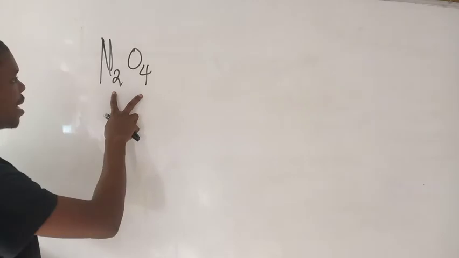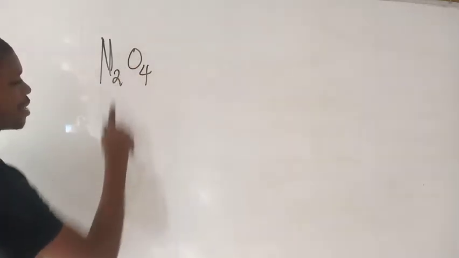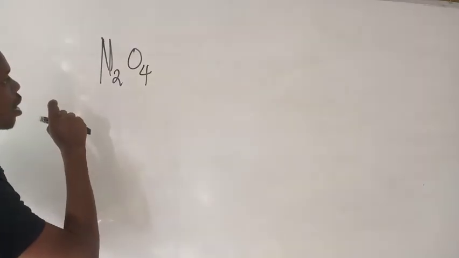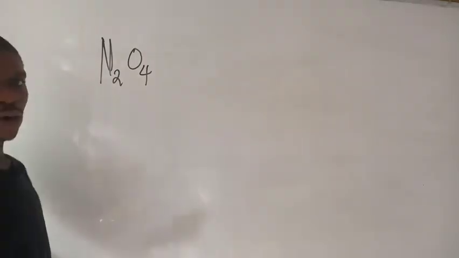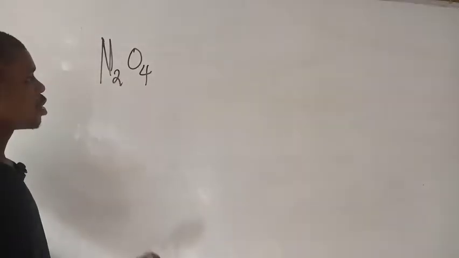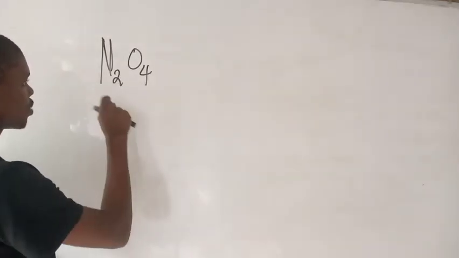So how do you draw the Lewis structure of N2O4, dinitrogen tetraoxide? That is the name. It is a covalent compound. Now what is a covalent compound? A covalent compound is a compound between two non-metals. So whenever you see two non-metals in a compound, it is a covalent compound.